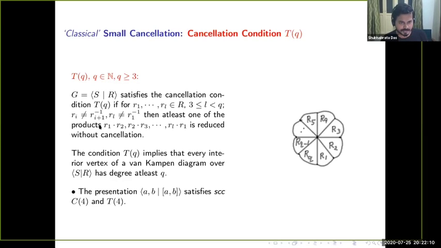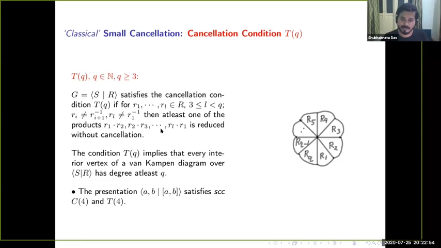then, if consecutive elements in this set are not inverses of each other, one doesn't cancel off the next one. So when you form a product, at least one of them is reduced without cancellation. So if it satisfies TQ, and you are taking L of them, something less than Q, the meaning of it is reduced without cancellation. That means they don't have any such overlap like this.